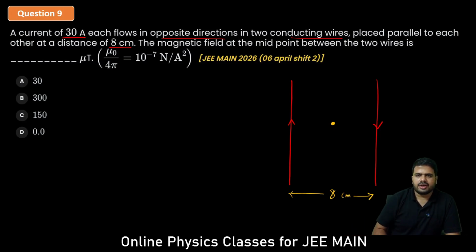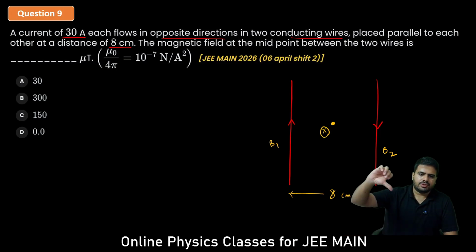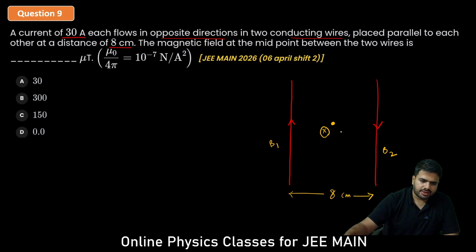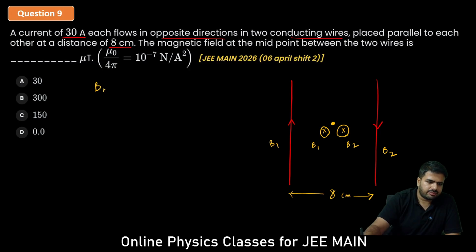For the first wire, suppose it produces magnetic field B1, and the second produces magnetic field B2. What would be the direction of B1? It would be inward at the given point, and B2 will also produce an inward magnetic field, both like here B1 and B2. Since both are inward, we can find the net magnetic field as the sum of B1 and B2.